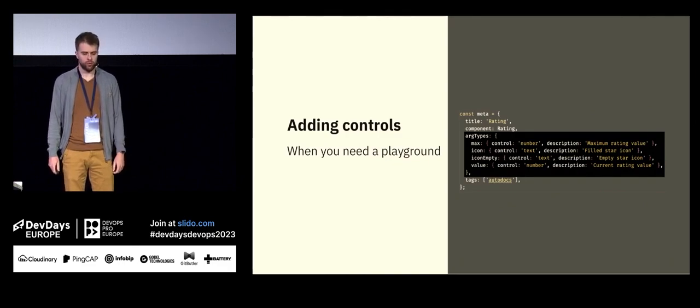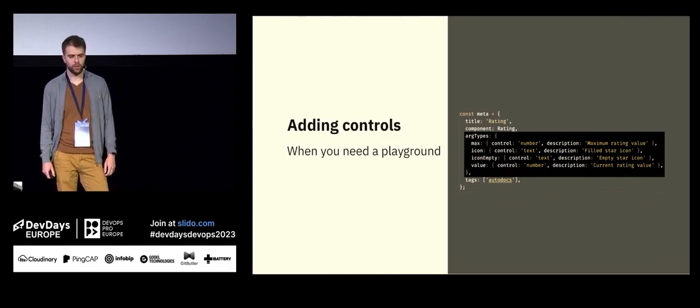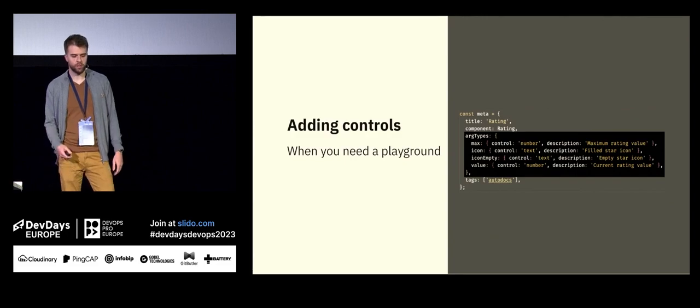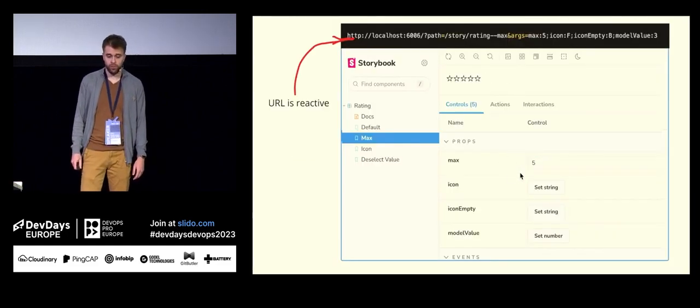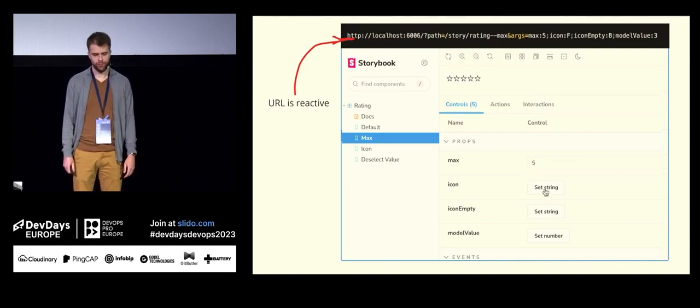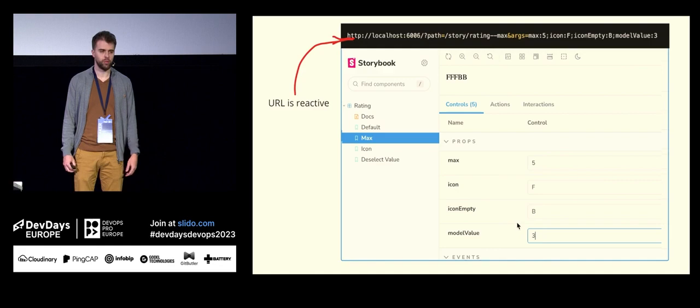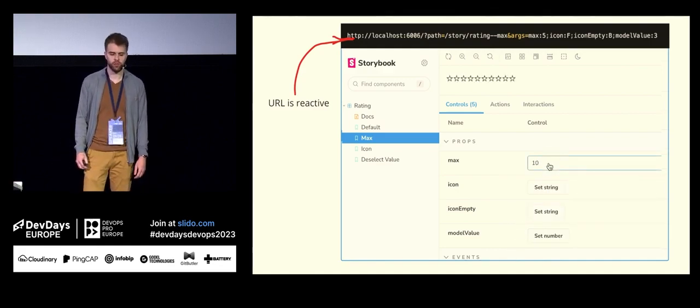One more thing we can do for stories is add controls. We will define a type of property, and we will add some description. So now we have controls in our story. What that means is that you can change every prop, and you will see changes in the component directly. You can still do it like in DEVDAYS, but it's much more comfortable this way.